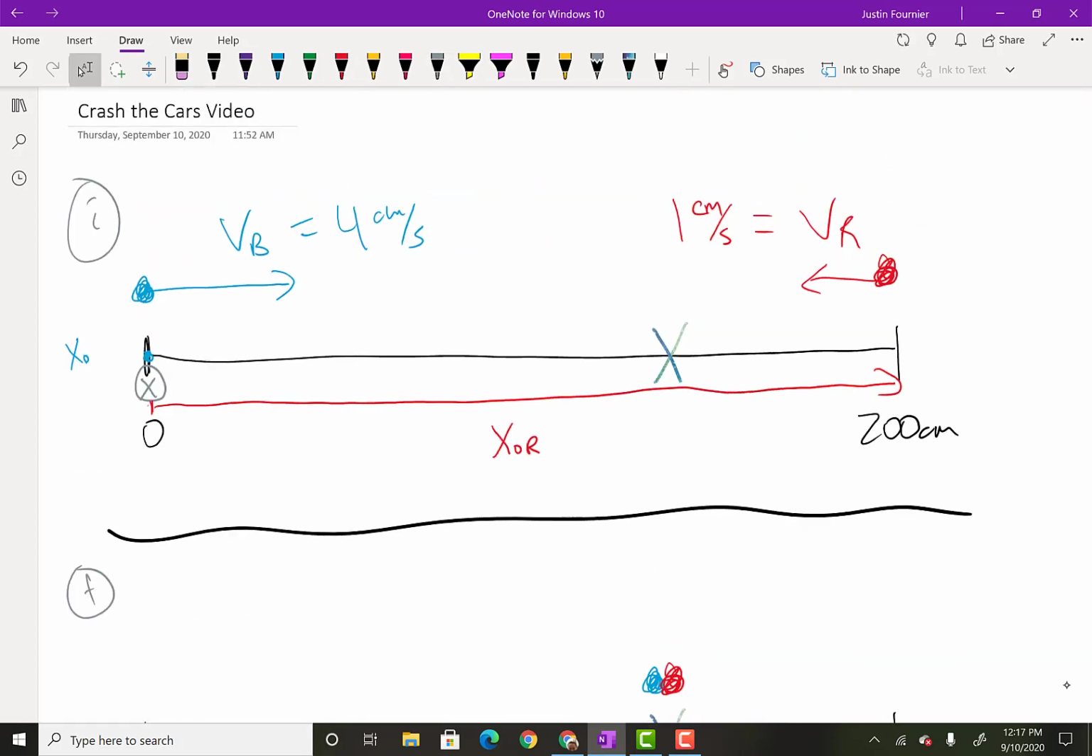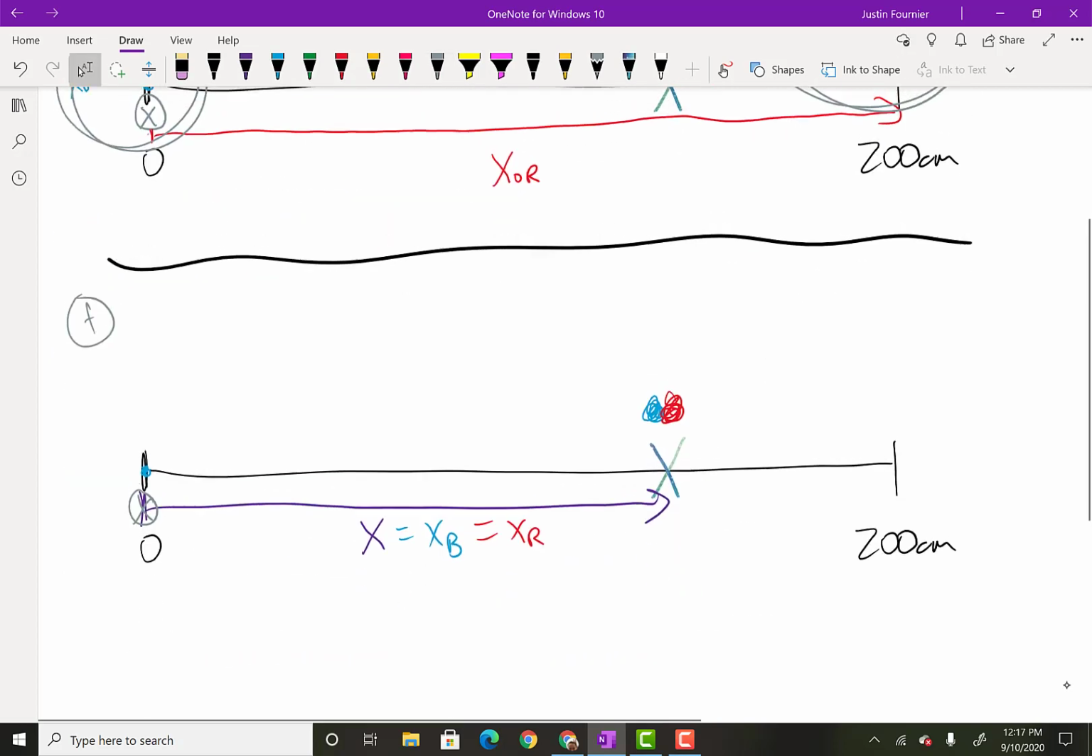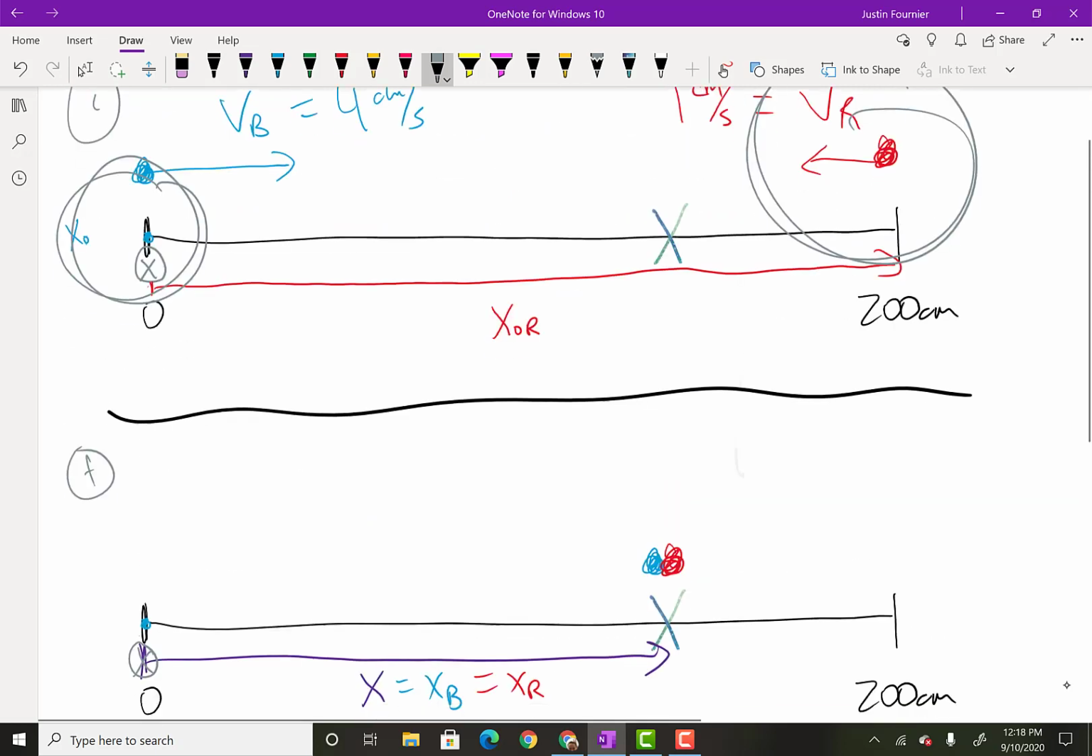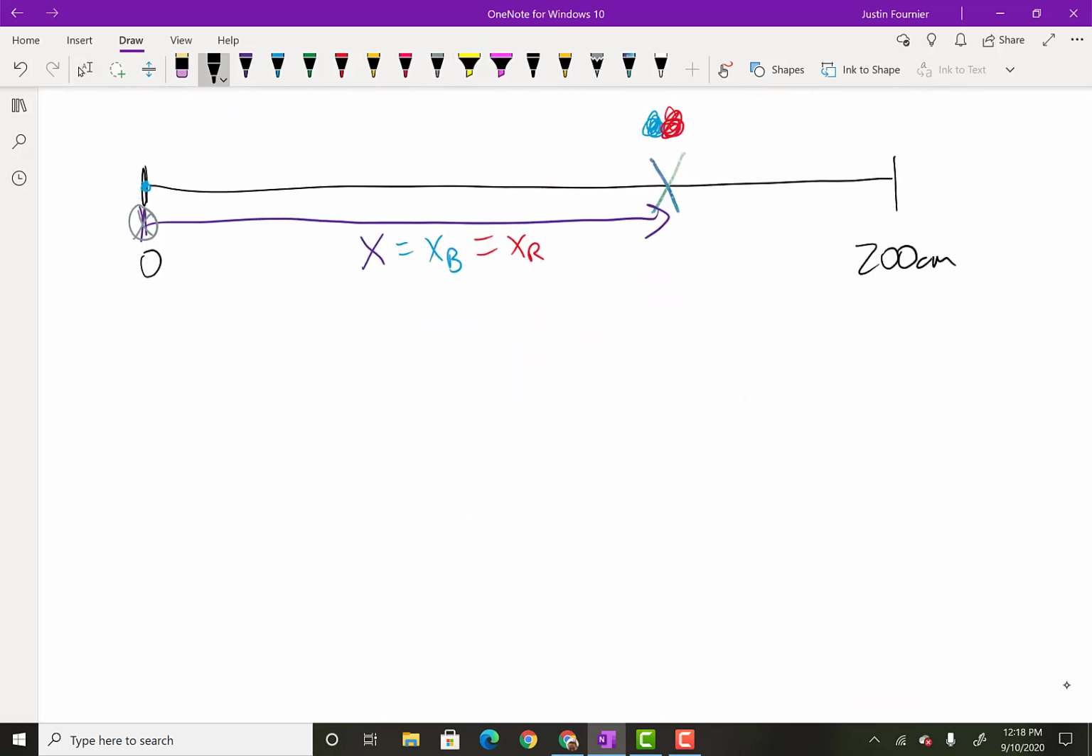Initially, they were in separate positions. The blue car was here, the red car was here. And then once they crashed, this is where my final moment is. Now their final position is the same. And I'm just going to call it X as opposed to calling it XB and XR, because they're the same final position. Okay, now let's use an equation.